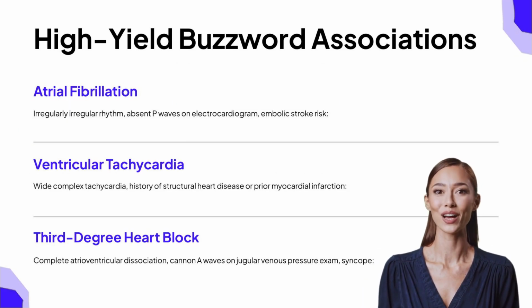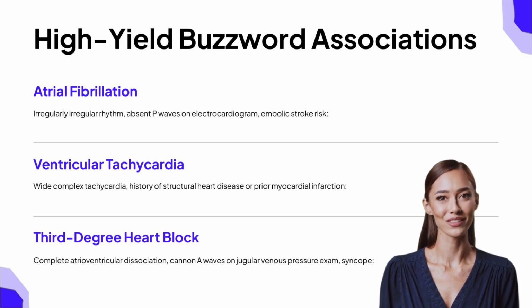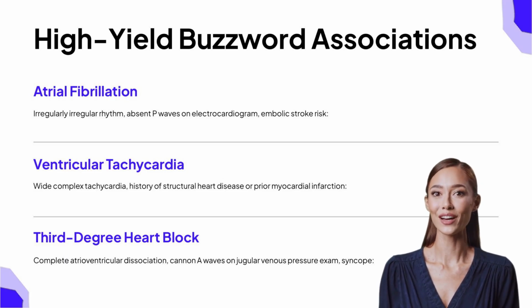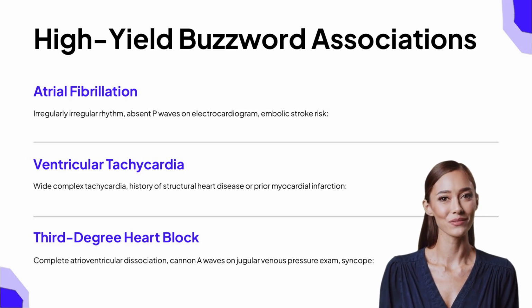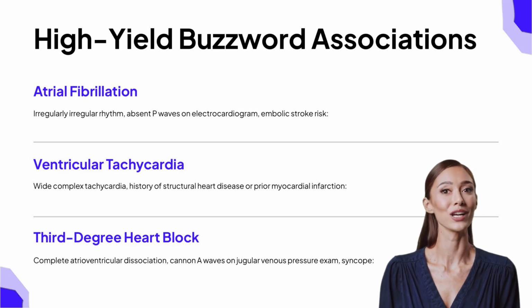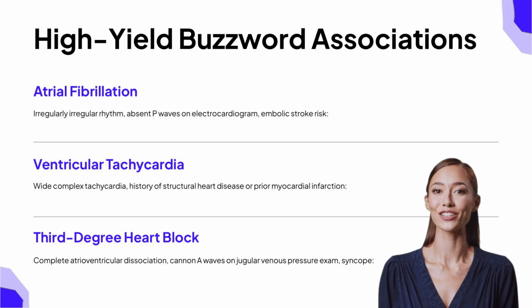Now let us review some high-yield buzzword associations that commonly appear on boards. For atrial fibrillation, listen for irregularly irregular rhythm, absent P waves on electrocardiogram, and embolic stroke risk. These are classic descriptors. For ventricular tachycardia, key phrases include wide complex tachycardia, history of structural heart disease, or prior myocardial infarction. When you see wide complex plus heart disease history, think VTach until proven otherwise.